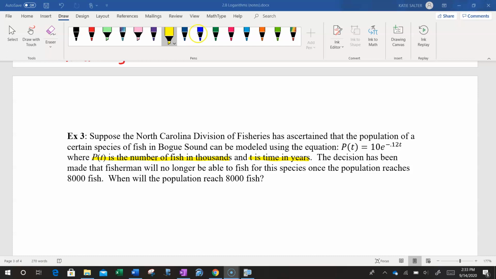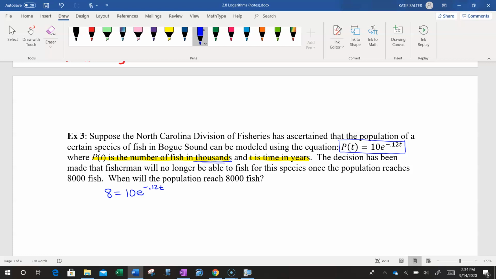All right, so this part's really important, folks, because it tells you that the population is in thousands. And so when you're looking at this formula right here and you see that 10 as the initial value, it's not 10 fish, it's really representing 10,000 fish. So when we want to know when the population will reach 8,000 fish, we're not going to substitute 8,000 in. We will actually substitute in 8 since P of t is represented as thousands of fish. So we will substitute that in. 8 equals 10e to the negative 0.12t. Notice how the rate is negative because these fish are decaying or decreasing.